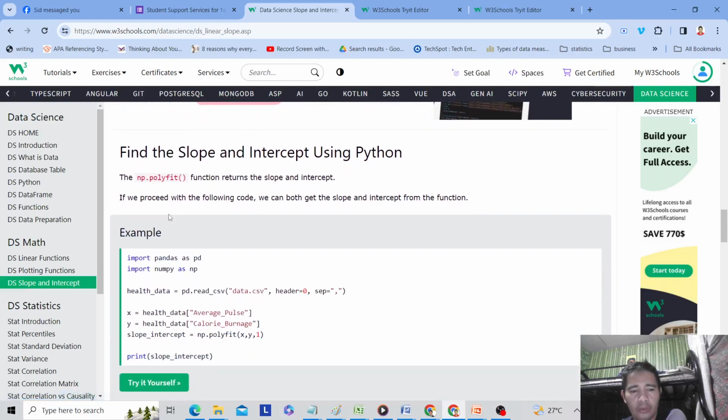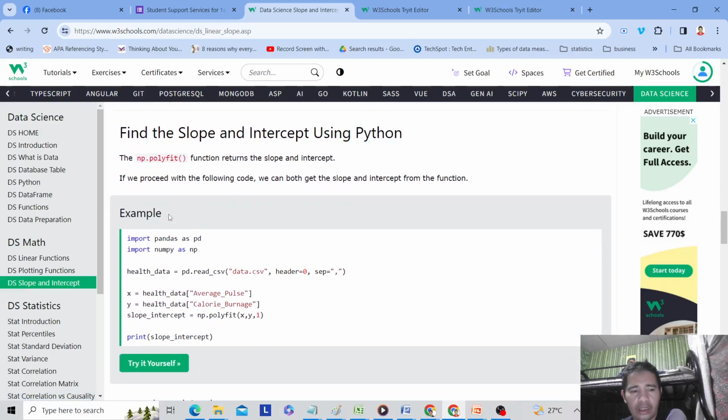Okay, find the slope and intercept using Python. The np.polyfit function returns the slope and intercept. So if we proceed with the following code, we can get both the slope and intercept from the function. So this is the code, guys. Import pandas as pd, import numpy as np. health_data equals pd.read_csv of data.csv, header equals 0, separator equals comma.